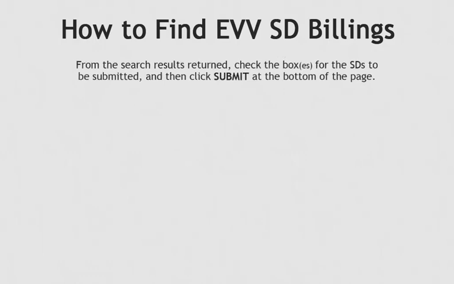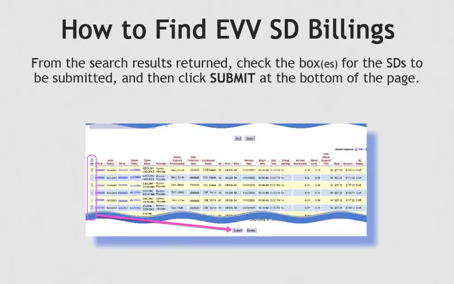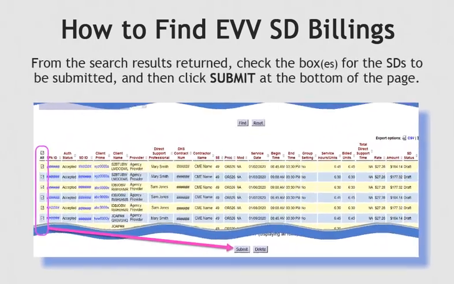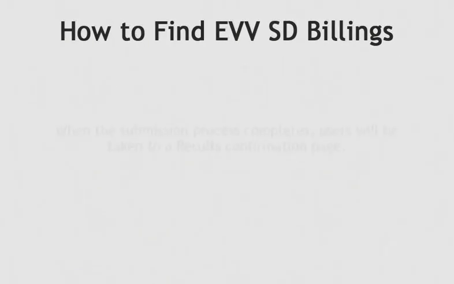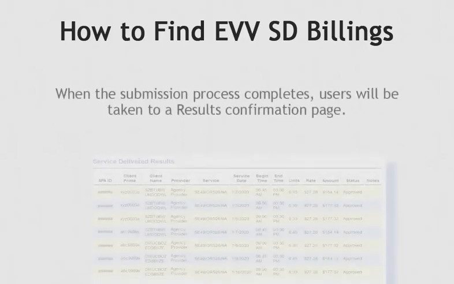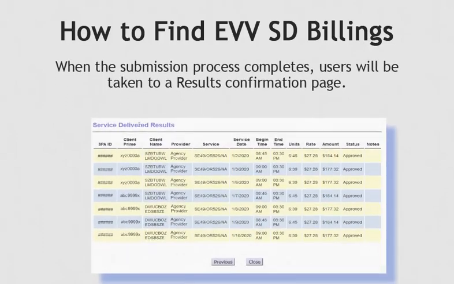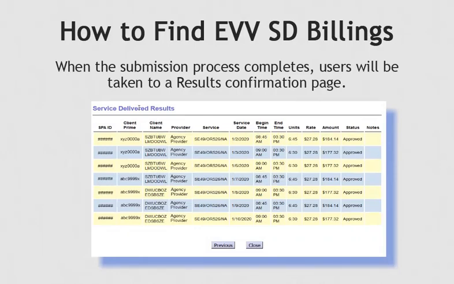From the search results returned, check the left-hand boxes of the draft SD billings you wish to process for payment, and then click Submit at the bottom of the page. If you'd like to wait, when the submission process is completed, you will see a results confirmation page. However, you don't need to wait if you don't wish to. You can search again using the criteria above, omitting the status, to get a list of the SDs and see their new status after submission.